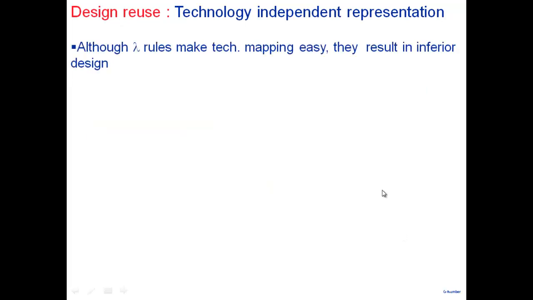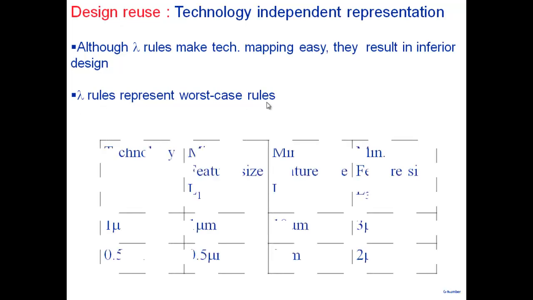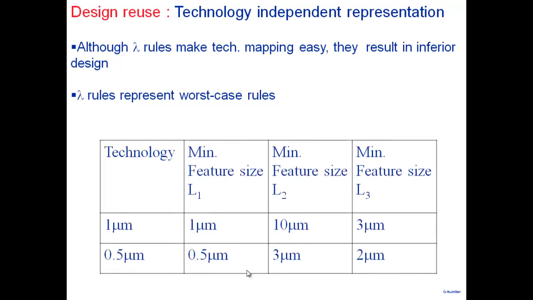So coming back. Although lambda rules make technology mapping easy, they result in inferior design. Let me illustrate using some simple cases here. You will see in a minute that lambda rules will represent worst case rules. Okay, for illustration, let's look at this. Let's say I have a technology of 1 micron. And remember what the rules are.